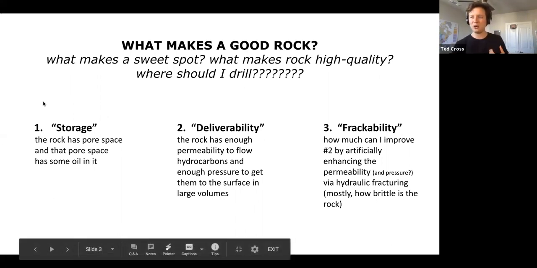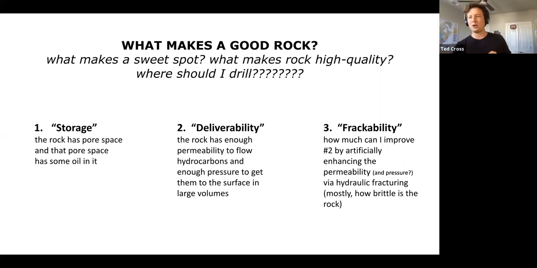So the first component of this, and for this, I'm mostly talking about rock quality for unconventional or shale reservoirs, but the first thing that you need is storage, quote unquote, which is the rock has some pore space. It's not just perfectly solid. And that pore space has some oil in it. Very simple.